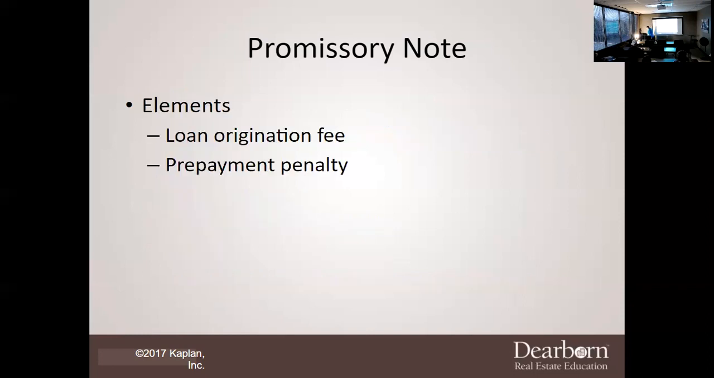Now, further elements. There is what's called a loan origination fee. Very, very important on this one. A loan origination fee in this particular situation is the fee for an individual, a bank or a lender, to create the loan, okay?